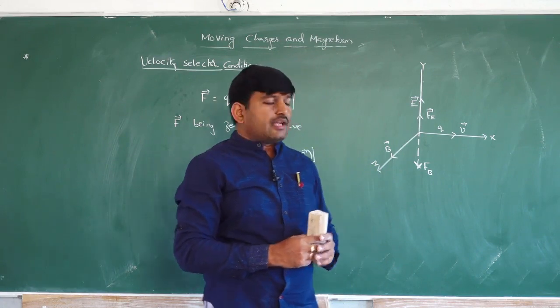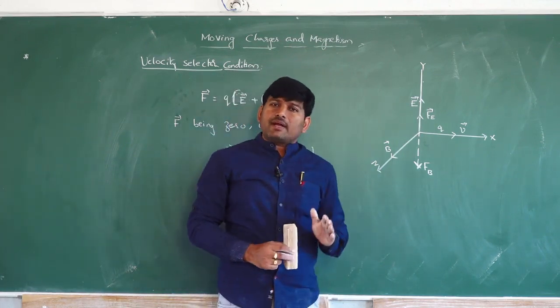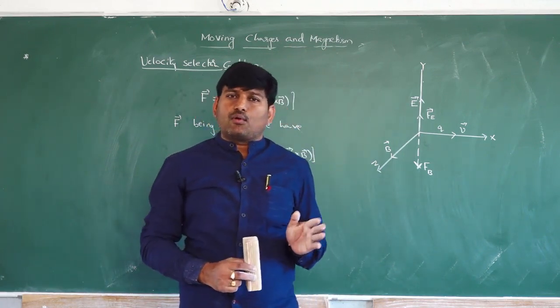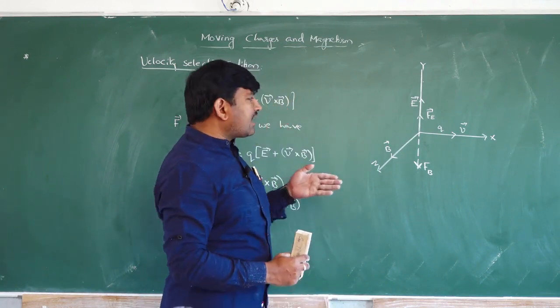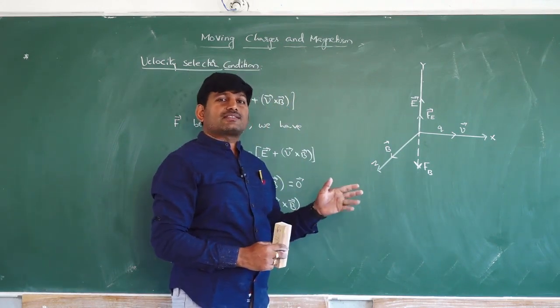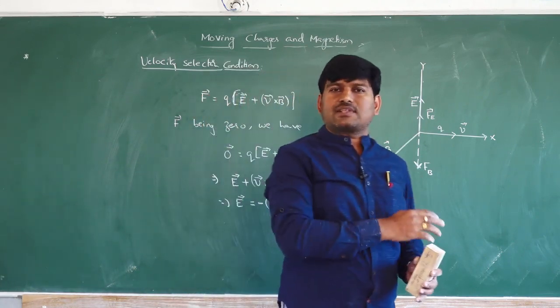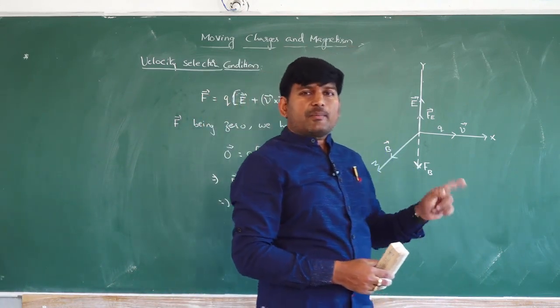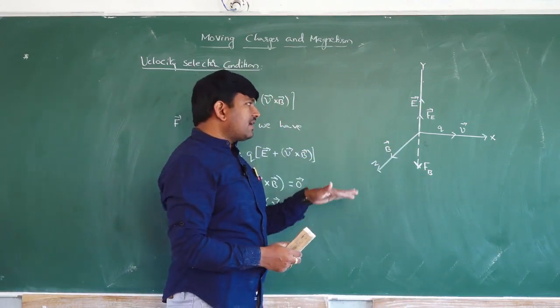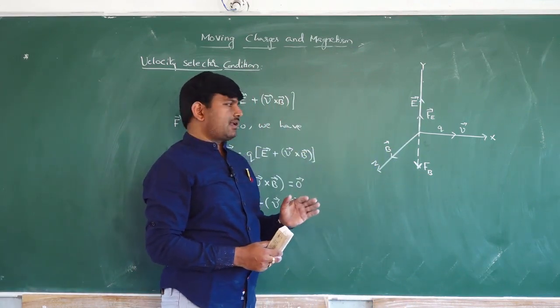What the velocity selector condition says is, if a charged particle entering into the combined electric and magnetic field travels undeviated, we will call it the undeviated or velocity selector condition. If a charged particle travels undeviated in the presence of combined electric and magnetic field, then it is said to be the velocity selector condition.